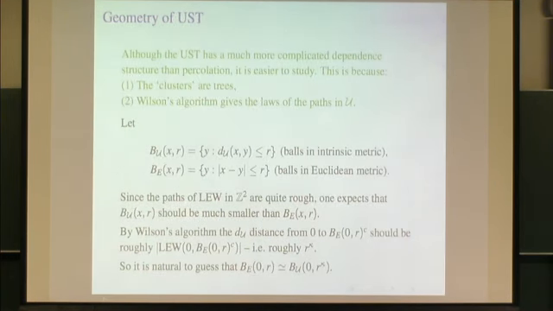So we wanted to study the geometry of the uniform spanning tree. And although the uniform spanning tree has a much more complicated dependent structure than percolation, it turns out to be easier to study. And I think the reason is because when we're looking at percolation, we're not interested simply in the probability of two adjacent bonds being open or closed. What we're interested in is the structures which the open bonds create, in other words, paths in percolation clusters. And we don't know that much about paths in percolation clusters.